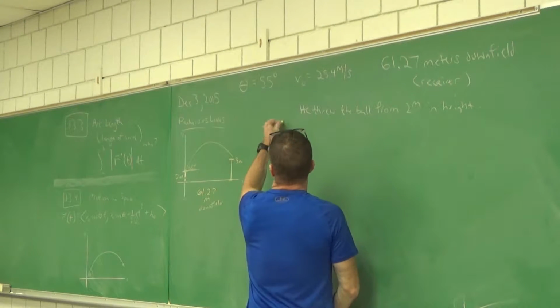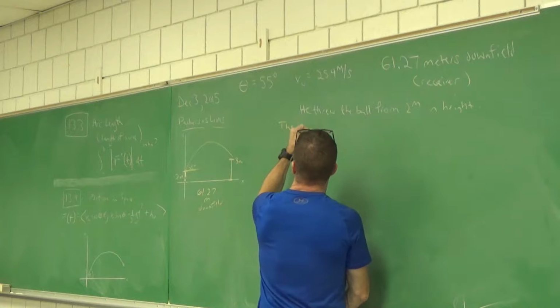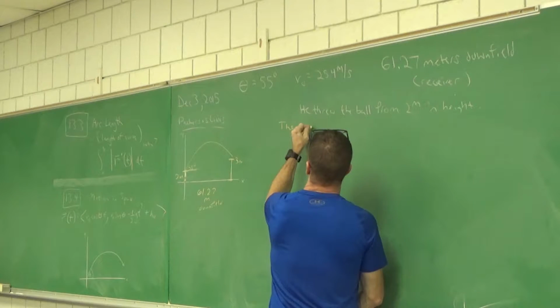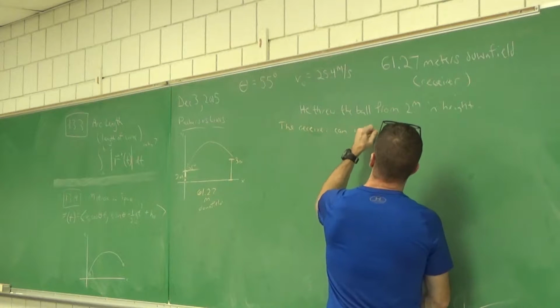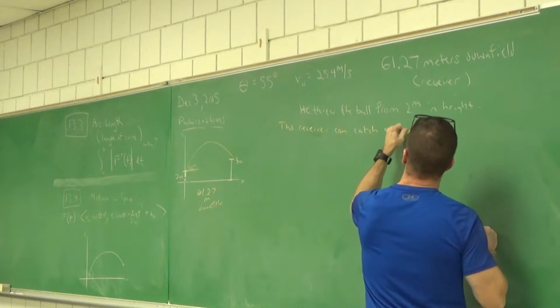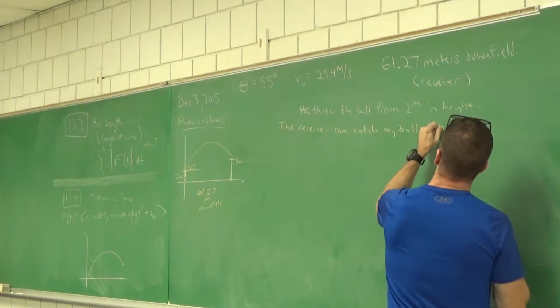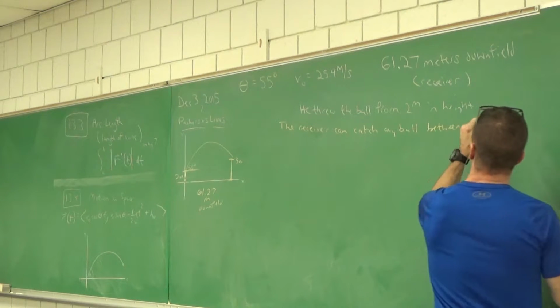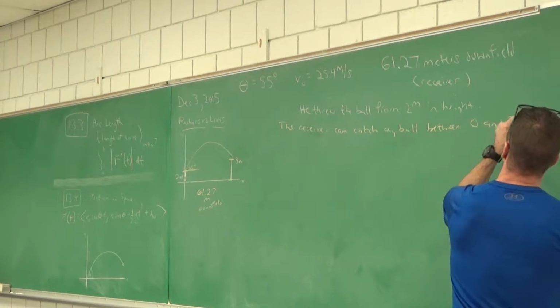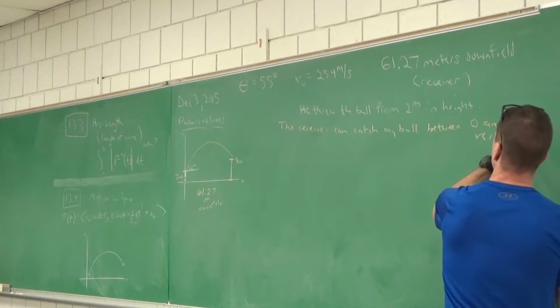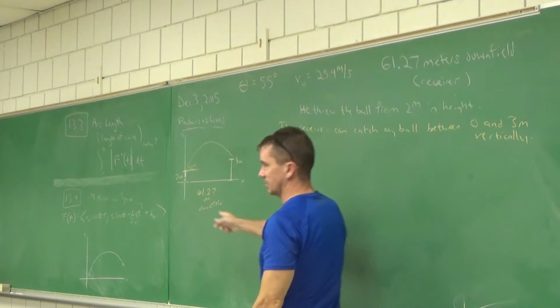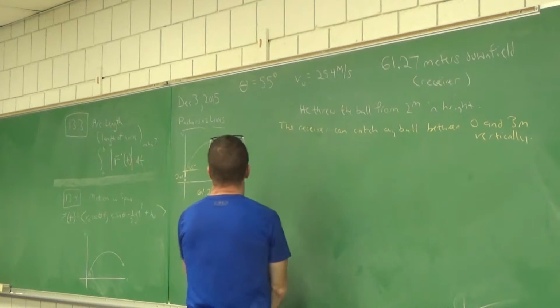All right. I do want to point out, let me write it again. The receiver can catch any ball between 0 and 3 meters. Just think vertically. Okay. So I'll start with this. Let me write it all out.